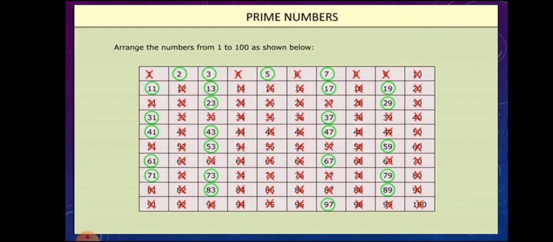Encircle 5 and cross out all the multiples of 5 other than 5 itself. Then step 5 is to continue this process till all the numbers in the list are either encircled or crossed out. You have to do this activity. Then after this, all the encircled numbers are prime numbers. All the crossed out numbers other than 1 are composite numbers.